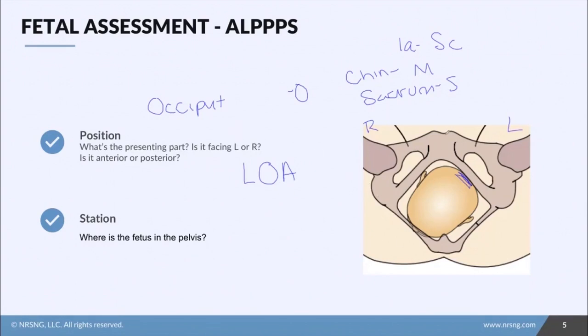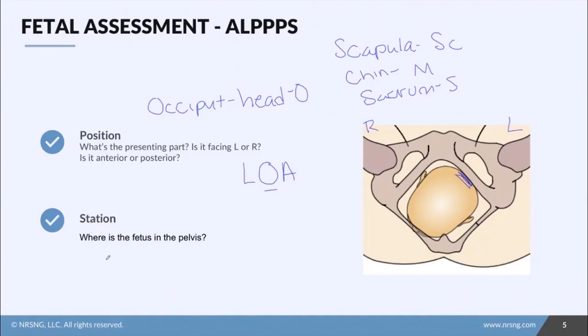So what's important to remember is that it's not our left or right, it's the maternal left or right. And that goes first. And then our presenting part, which here is an O. If we saw a sacrum coming out, then it would be an S. A scapula, hopefully that wouldn't happen, but that would be SC, or our mentum, our chin, would be M for mentum. And then if it's anterior or posterior.